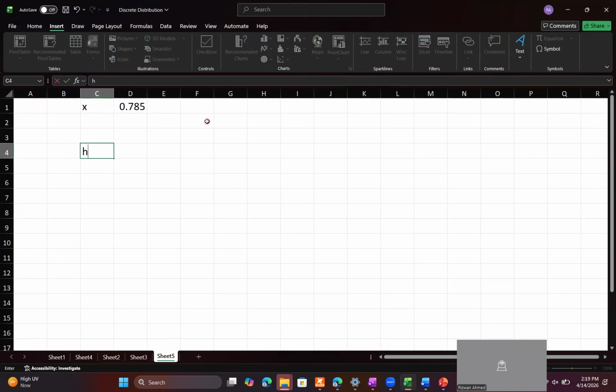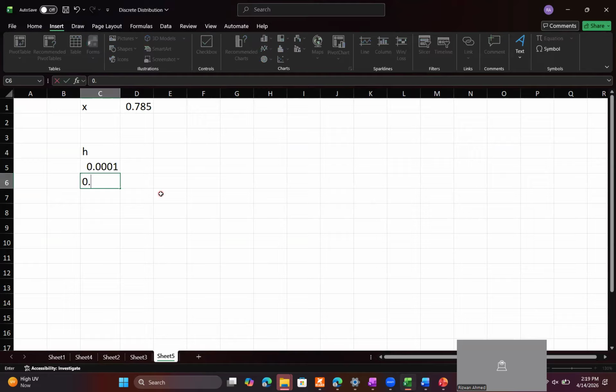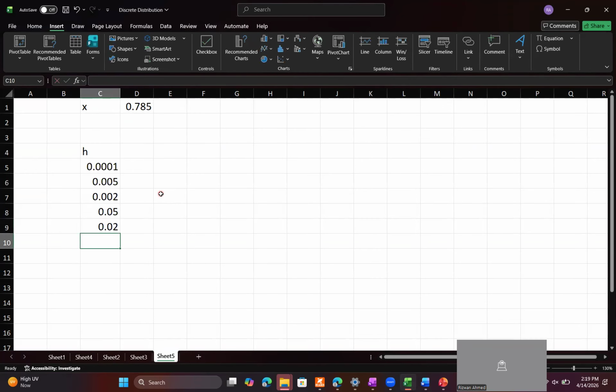And I will take different step sizes, h vector. So h is equal to 0.0001. Then a bit larger step, 0.005. Then further larger step, 0.02. Then 0.05. Then 0.02. Then 0.01. Then 0.5, then 0.2, then 0.1. So h is increasing, then 1, right? And you can go further.